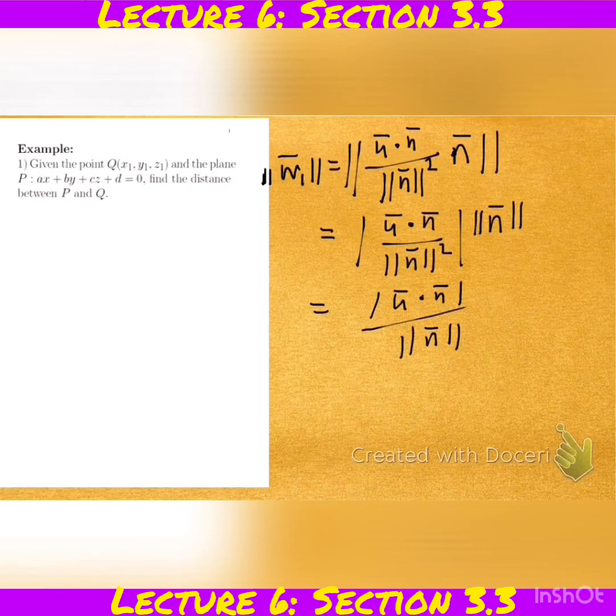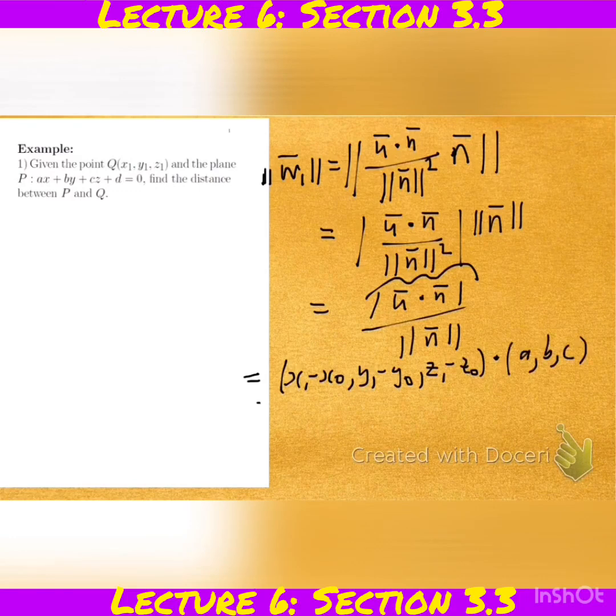So what is this term equal to? Well, we said u is the vector x1 minus x0, y1 minus y0, z1 minus z0, the dot product with n, which is a, b, c, and you're going to divide that by the norm of n, which in this case is the square root of a squared plus b squared plus c squared.